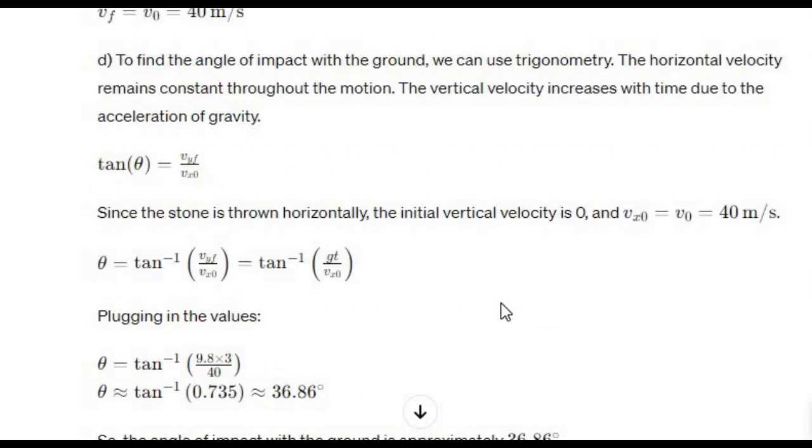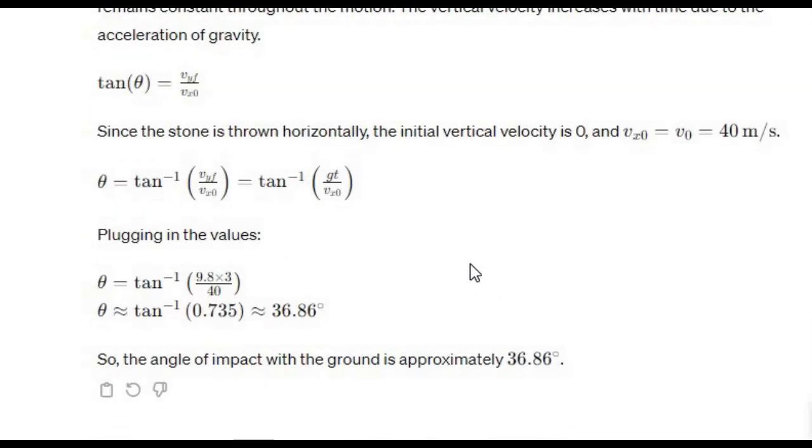Theta equals tan inverse of vy over vx, equals tan inverse of g t over vx. Plugging in the values, theta equals tan inverse of 9.8 multiplied by 3 over 40. Theta equals tan inverse of 0.73, which is approximately 36.33 degrees. So the angle of impact with the ground is approximately 36.83 degrees.